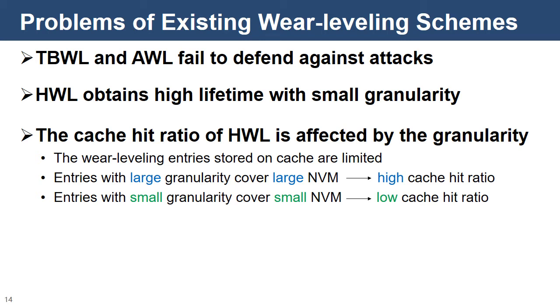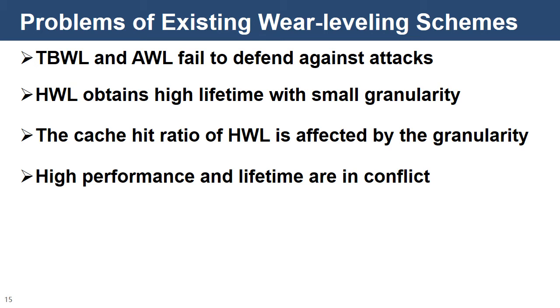However, HWL needs a table to record the relationship between physical region number and the logical region number. Smaller granularity also increases the number of regions and needs a large on-chip cache. Since the cache is limited, we store part of the table on chip. If the granularity is small, the on-chip part covers a small space of NVM and decreases the cache hit ratio. Therefore, high performance and lifetime are in conflict. Small granularity leads to high lifetime and low cache hit ratio. On the contrary, large granularity leads to low lifetime and high cache hit ratio.